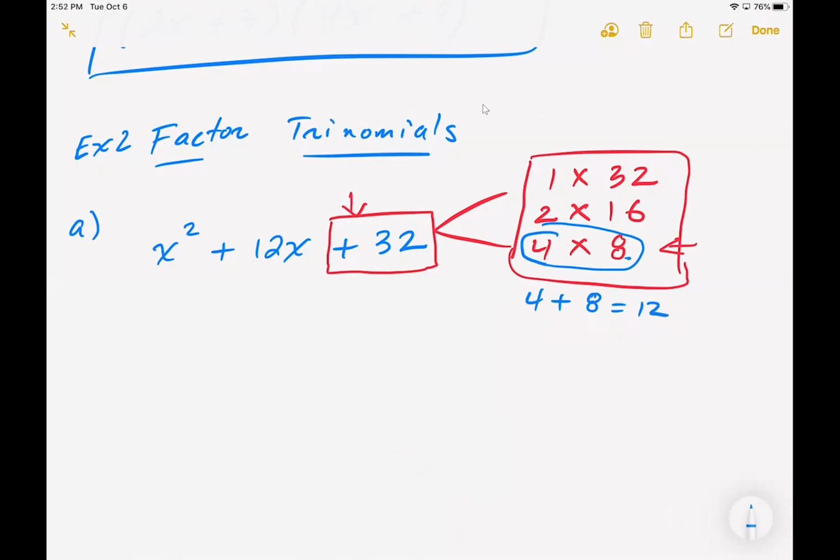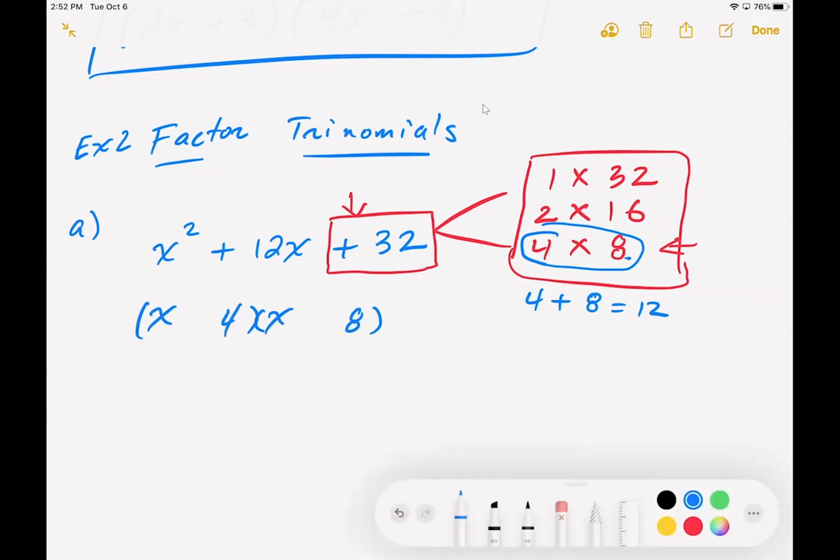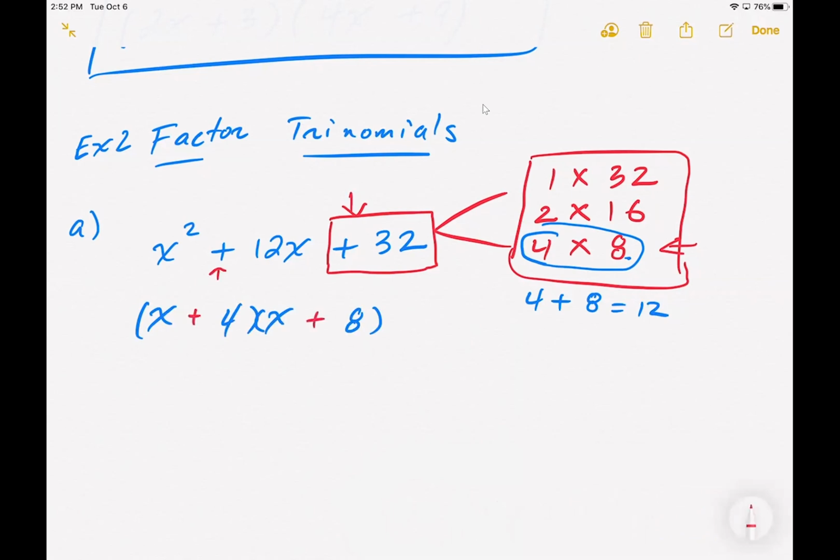And I got that. So once we see that, all you need to do, ladies and gentlemen, is break it into 2 parentheses, fill in your x first, and fill in your multiples, the 4 and the 8. And now what are my signs? My signs will be the same. Whatever the middle term's sign is will dictate the sign in my parentheses. And this is your answer.